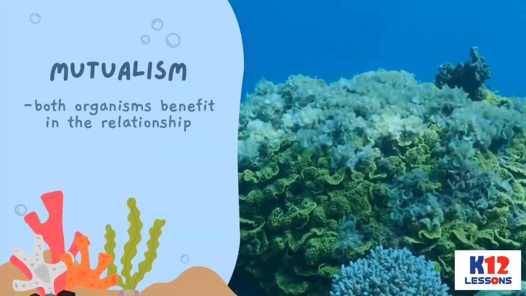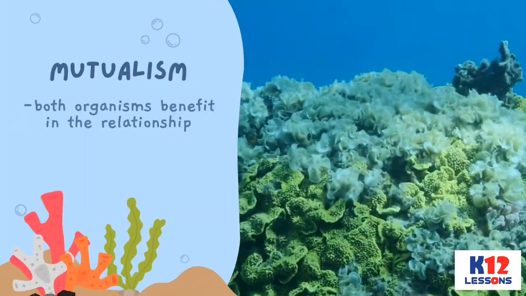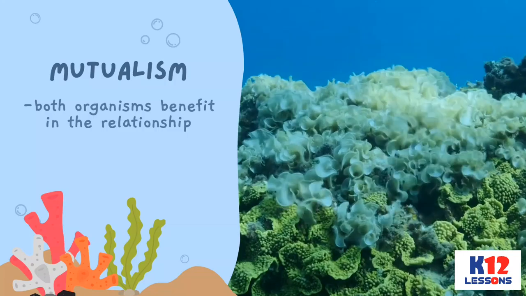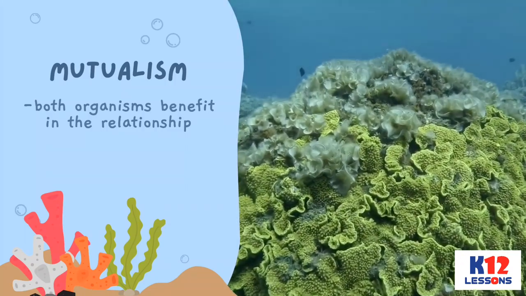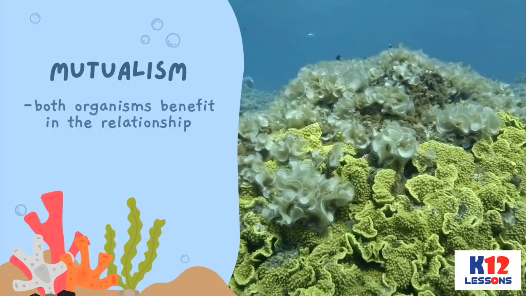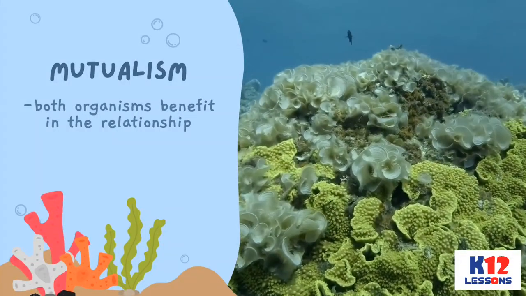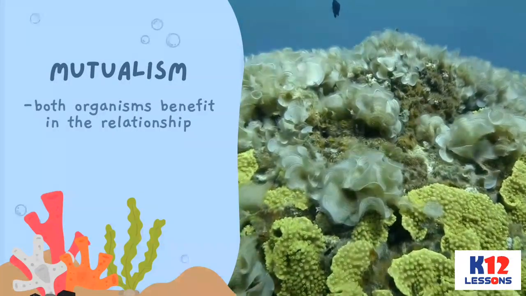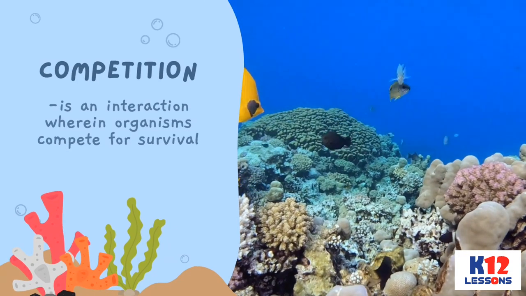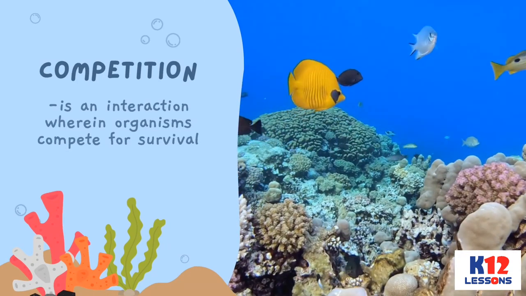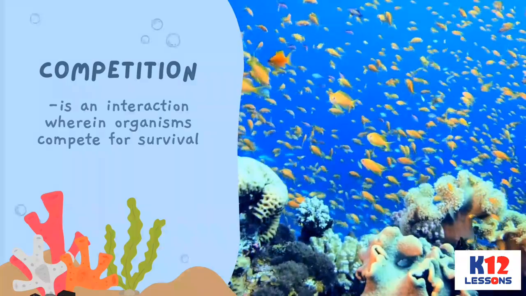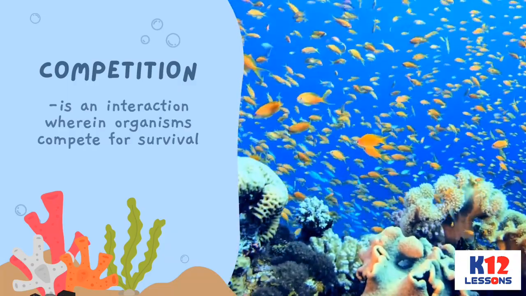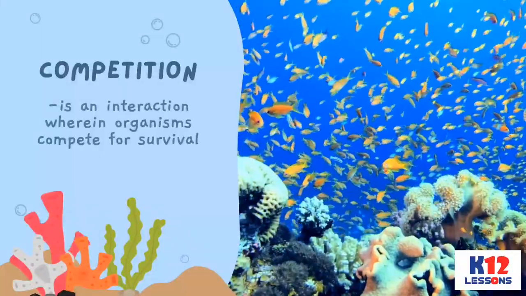In mutualism, both organisms benefit in the relationship. For example, the corals receive oxygen from the algae and get protection from them. Competition is an interaction wherein organisms compete for survival. For example, the fishes compete for sources of food and space in the coral reef.